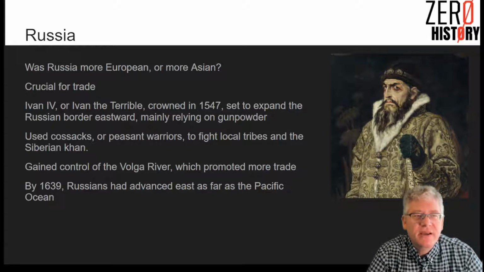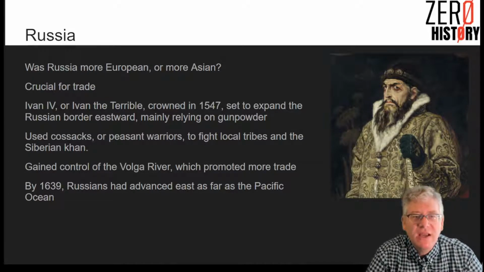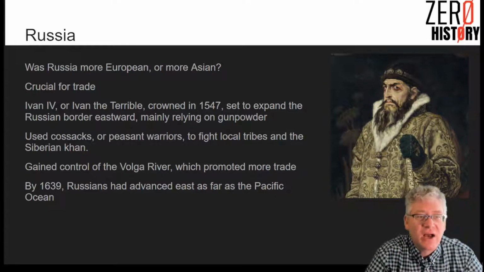So one of the things here is that they are very crucial for trade. They are like the key part of different trade routes. But while they're under the authority of the Mongols, we have a couple people who are going to kind of cast off this, right?